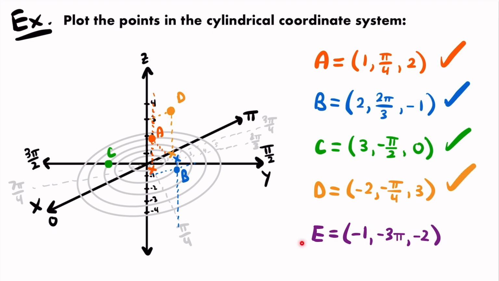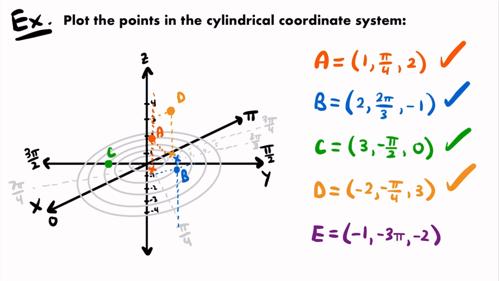Now let's move on to our last point, point E. We have the coordinates of -1, -3 pi, and -2. And so now all three of the coordinates are negative, which makes things a little bit difficult, but it's nothing that we can't do. I'll start by measuring our angle, and -3 pi at first seems kind of tricky because where is 3 pi in the polar coordinate system? Forget about the negative for a second. Where is 3 pi? Well, what that means is you're making a full circle and then another angle of pi.